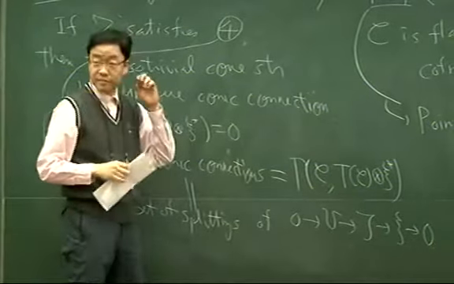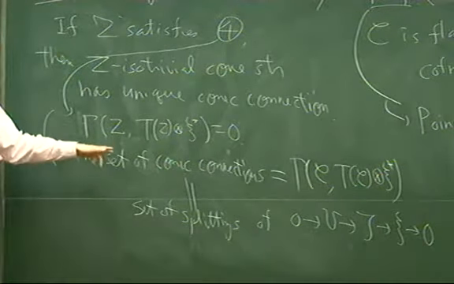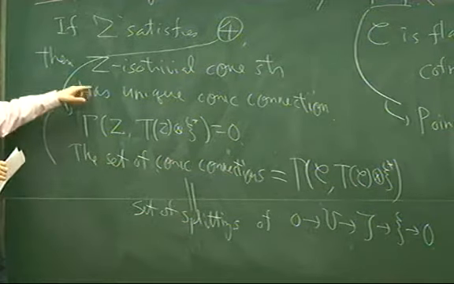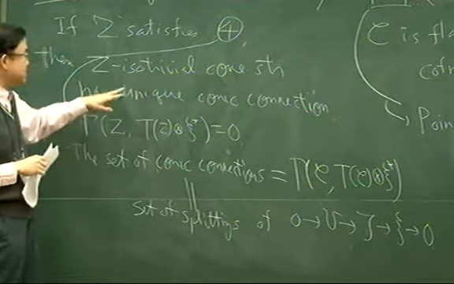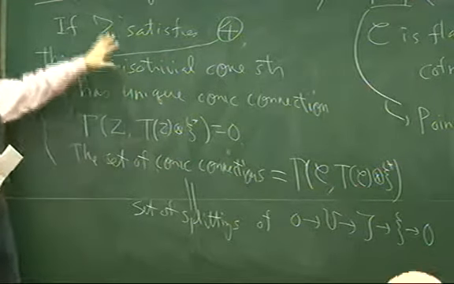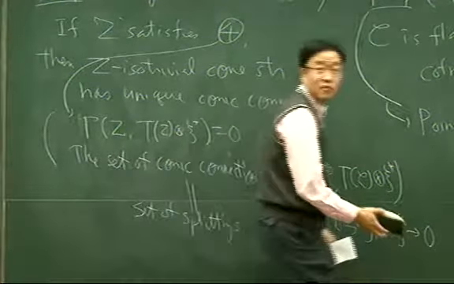So you mean if it has a splitting? If it has a splitting? Yeah, if it has a splitting, then it has a connection that is unique. Yes. So for any isotrivial cone structure, if it has a conic connection, it's unique, as long as it satisfies the condition 4. So now from this we can prove it.